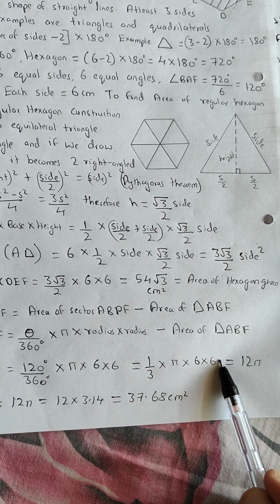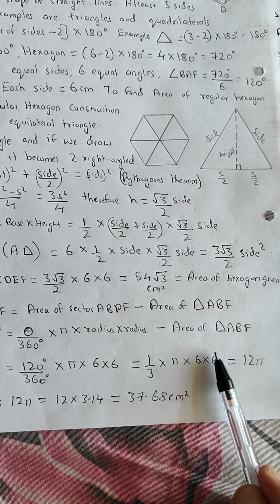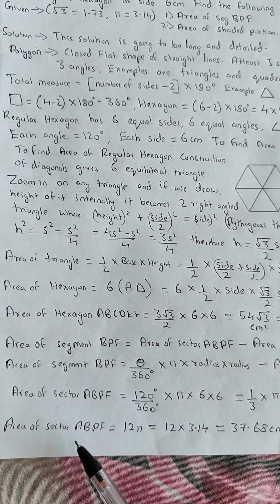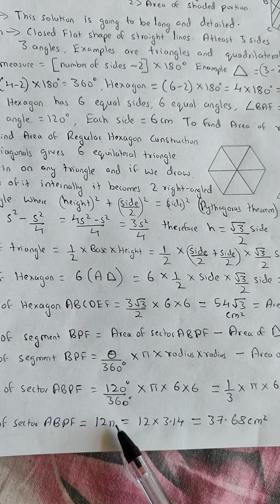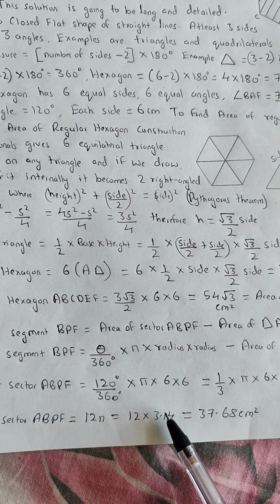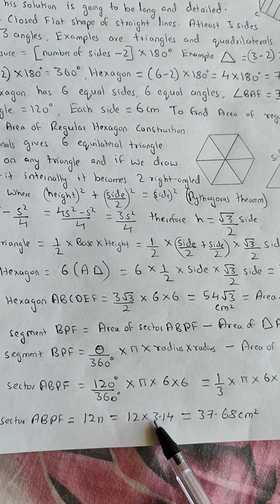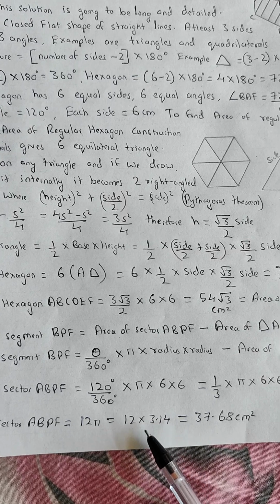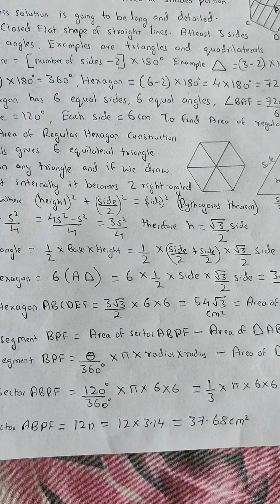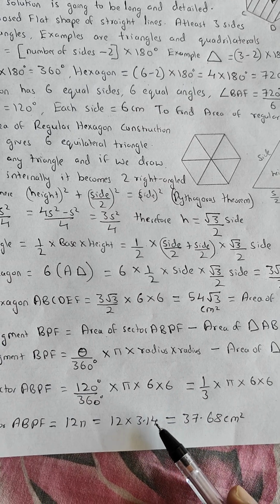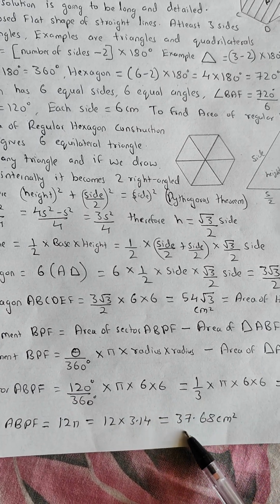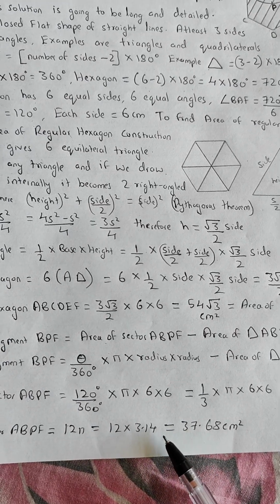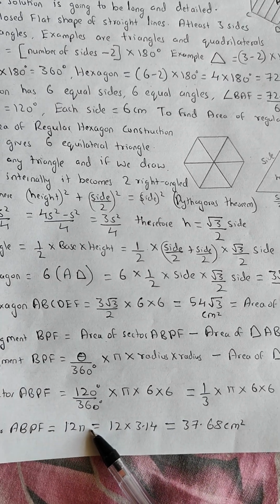3 ones are 3 and 3 twos are 6. So this becomes 12 pi. You can keep the answer as it is, or you can simplify it further. Area of sector ABPF equal to 12 pi equals 12 multiplied by 3.14. Now 12 threes is 36, 36 is as it is, and 12 times 14 is 168. This answer I'm not sure. I might have made certain errors in this, but approximately this answer comes. If you want, you can also leave this answer as 12 pi itself.